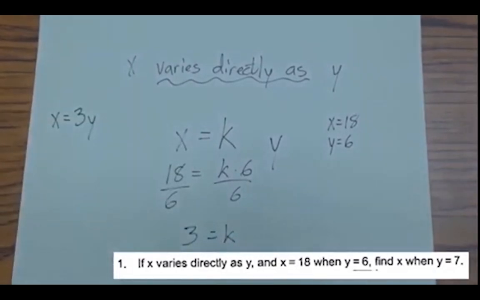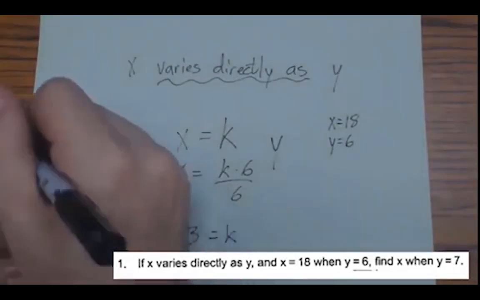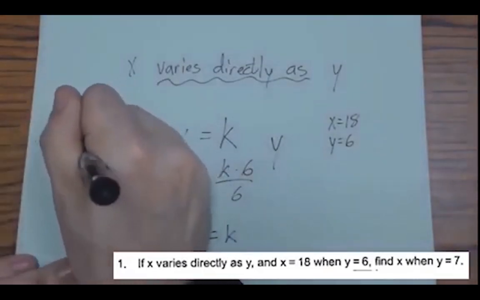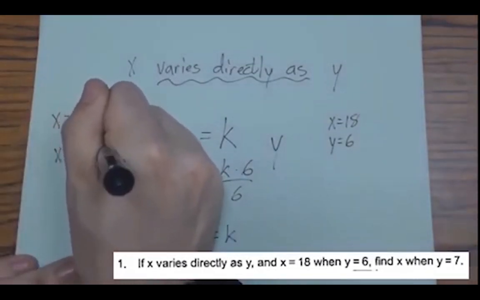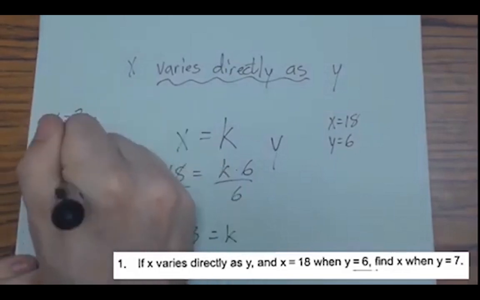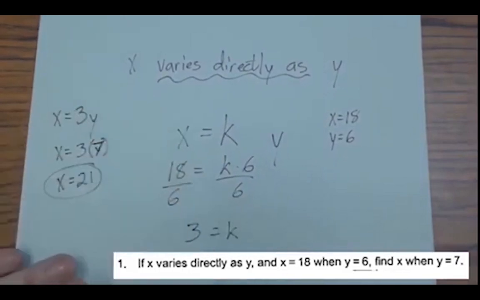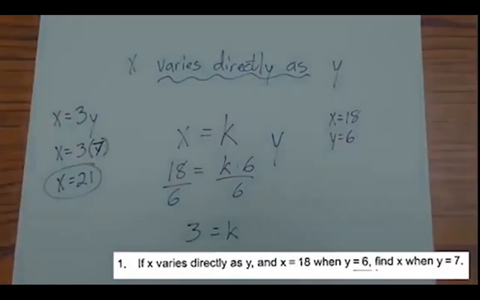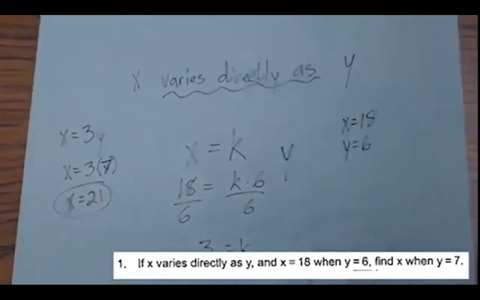And we use this now to finish the problem off. Find x when y equals 7. So plug 7 in for y. And we get that x is 21. Let's look at another one.